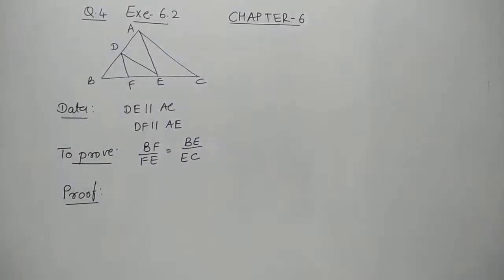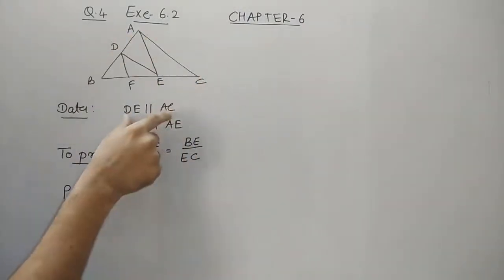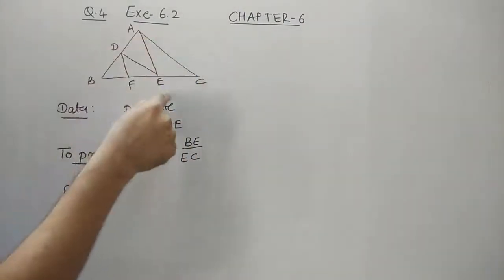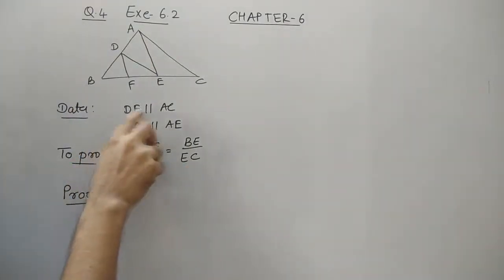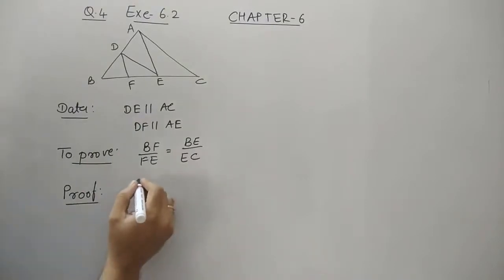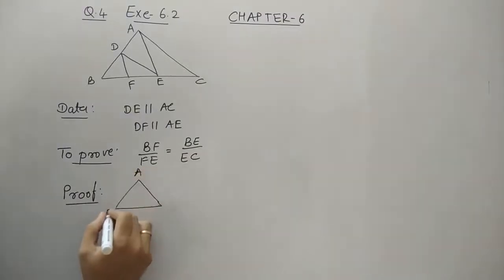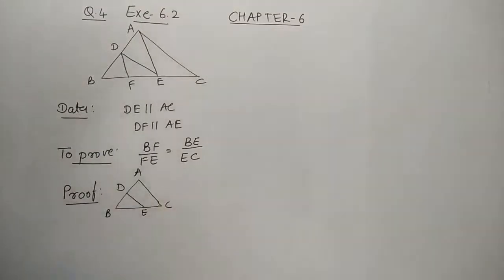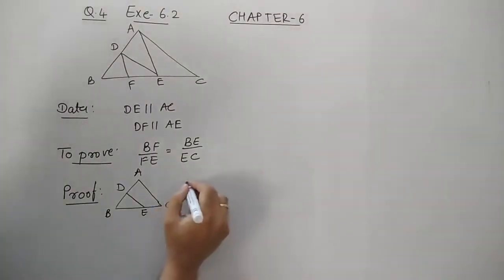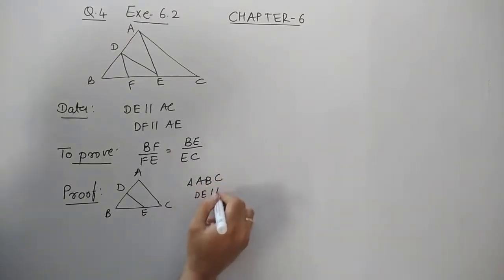Let us continue with question number 4. Here it is given that DE is a line segment parallel to AC and DF is parallel to AE. Then we have to prove this. Okay students, look at this. DE is parallel to AC. So first I'll draw this triangle ABC. This is ABC and this DE is parallel to AC. So again I'll use this BPT for triangle ABC. DE is given parallel to AC.